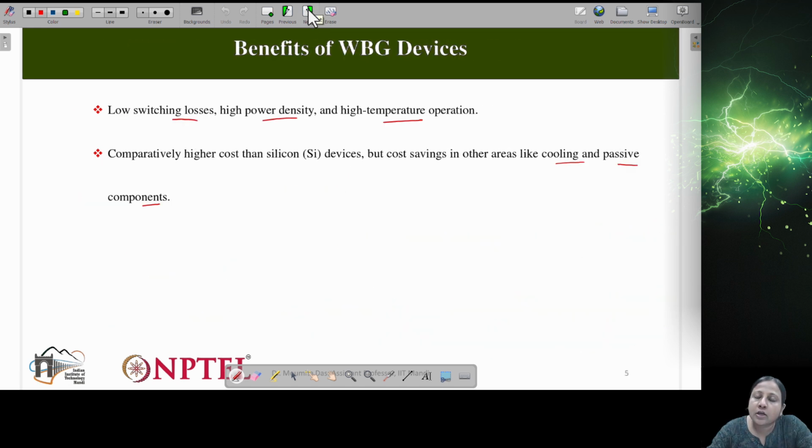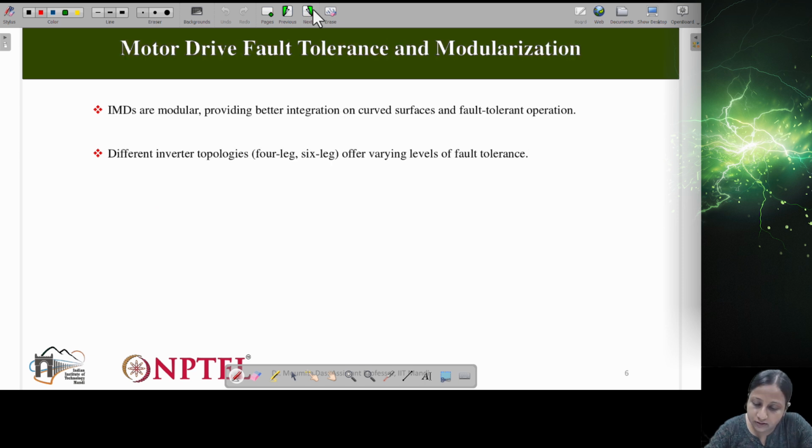Then, how should the converter configuration be? One important thing I have discussed is that wide bandgap device applications should use advanced converter configurations. IMDs are modular and provide better integration, curved surface and fault tolerant operation. But we have to see what kind of converter will be suitable, or we need a converter which is novel for these wide bandgap device applications. Different inverter topologies such as 4 leg and 6 leg offer varying levels of fault tolerance.